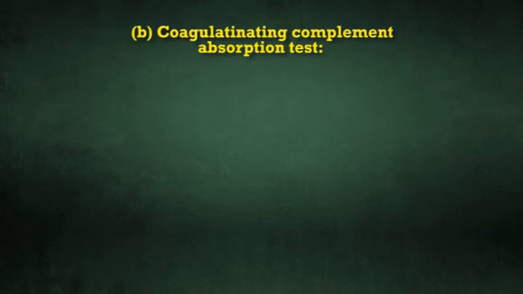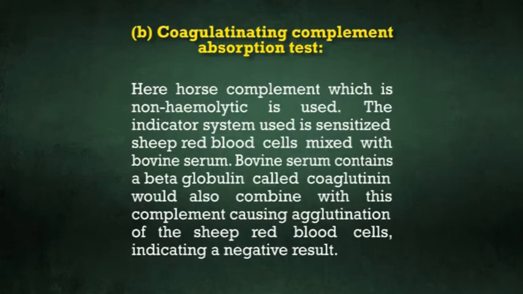B. Conglutinating complement absorption test. Here, horse complement, which is non-hemolytic, is used. The indicator system used is sensitized SRBCs mixed with bovine serum. Bovine serum contains a beta globulin called conglutinin, which would also combine with the complement, causing agglutination of the SRBCs, indicating a negative result.